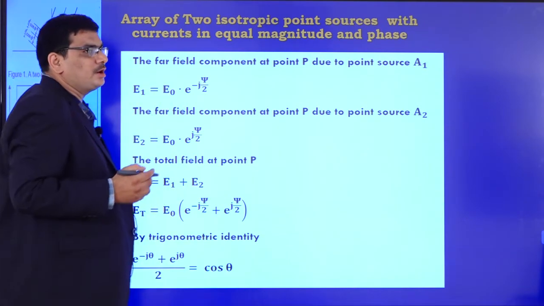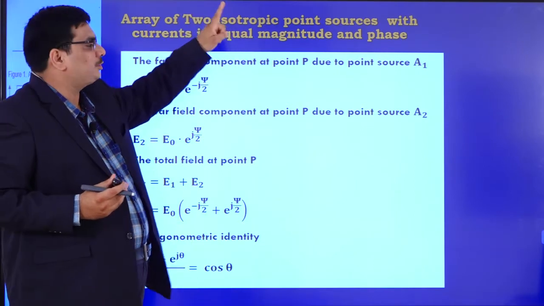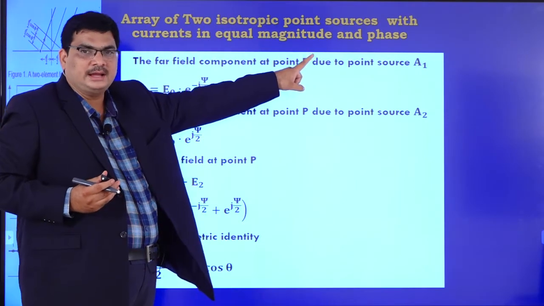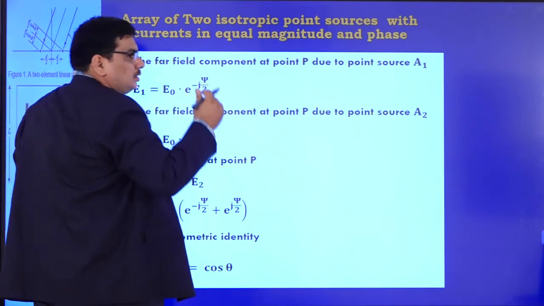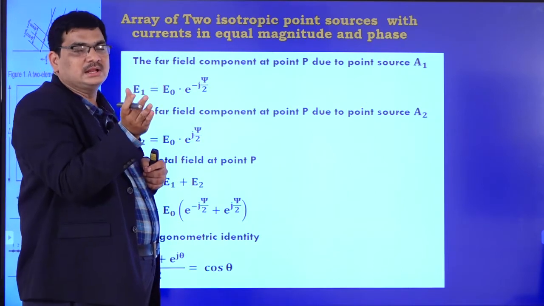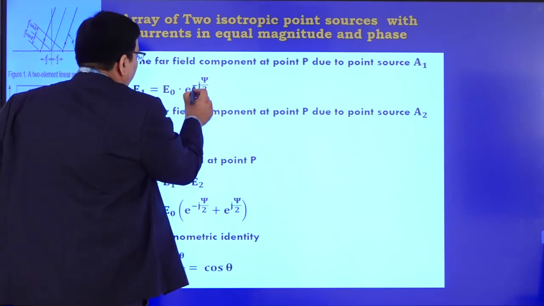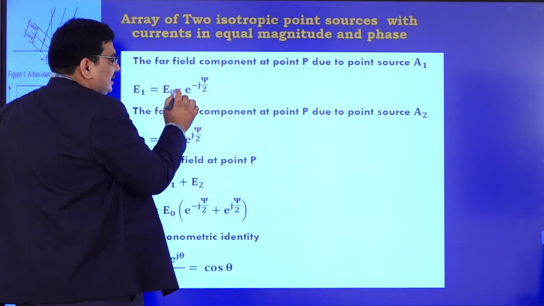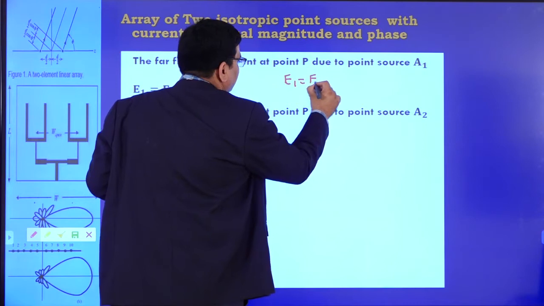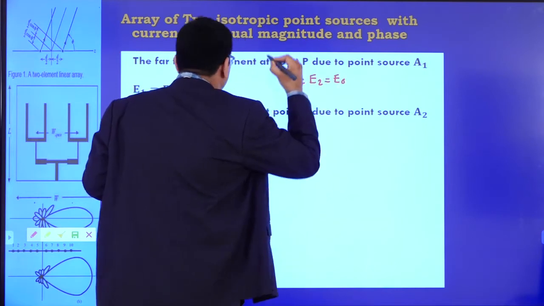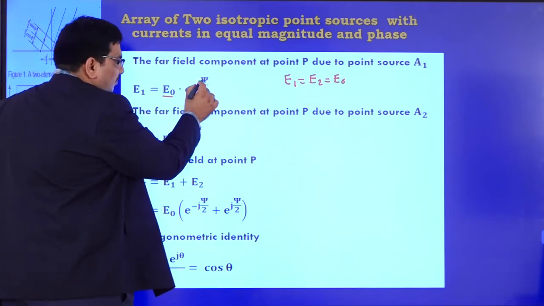Now, we have to find the far field at point P with respect to point sources A1 and A2. So, we are saying that at point 1, it lags by e power j psi by 2, so that is why we have written minus here. So, E1 is equal to E0 into e power minus j psi by 2. Why is it E0? We are saying the amplitude is equal, E1 is equal to E2 is equal to E0.